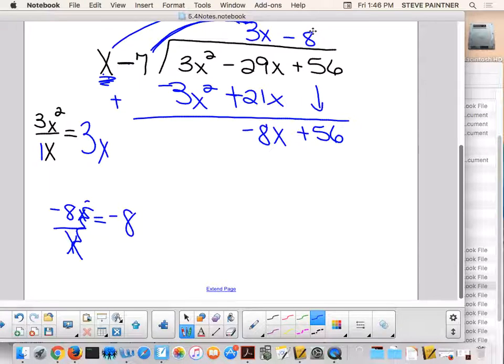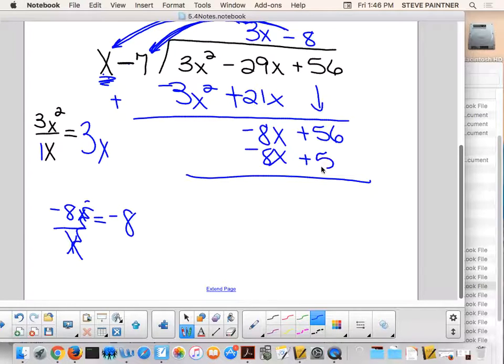Take the negative 8, run it through. Negative 8 times x is negative 8x. Negative 8 times negative 7 is positive. Okay, now you know you're going to subtract. So if you're going to subtract, it's like adding the opposite. What happens? They cancel out. The remainder is 0.